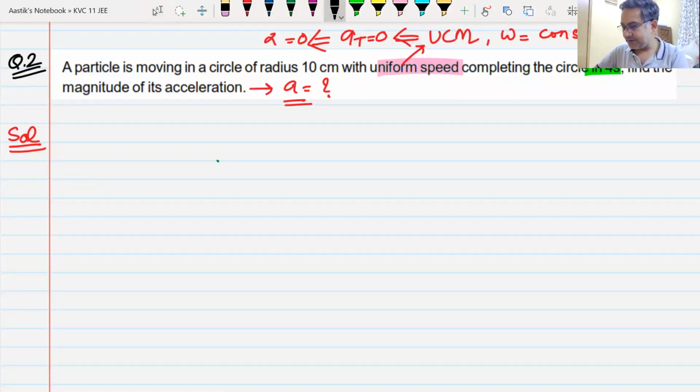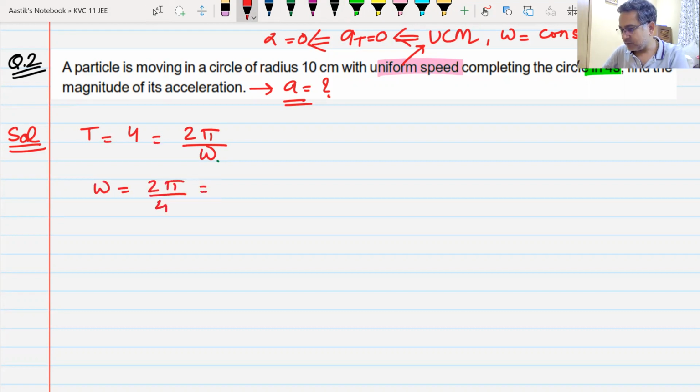So time period T is given as 4 seconds and that is equal to 2 pi by omega, where omega is the angular velocity. So from here I can get omega as 2 pi by 4. My omega becomes pi by 2 radians per second. I have to find out the magnitude of its acceleration. I will start with finding out the normal acceleration or centripetal acceleration.